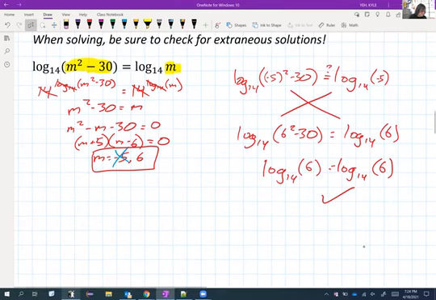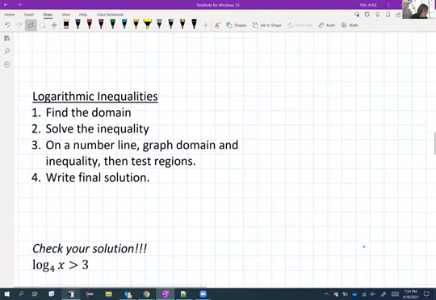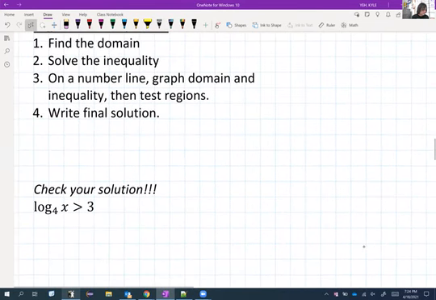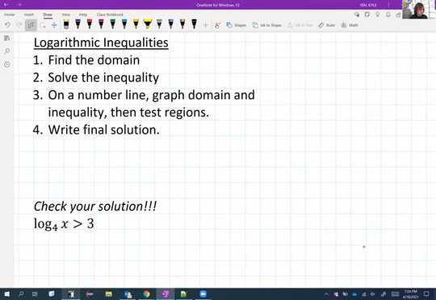Okay, so last 2 problems. And the good news is pretty much everything on here you've seen either in this video with logs or in other parts of the course and other sections. Inequalities work largely the same way. But we have to keep in mind the domain. So we find the domain, we solve the inequality, we graph it on a number line and test, and then we write our final solution. So just 2 problems to look at with this.